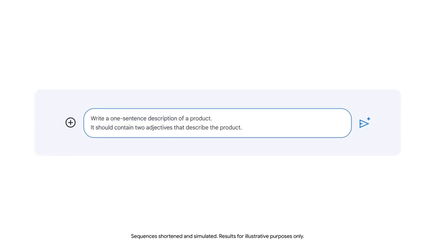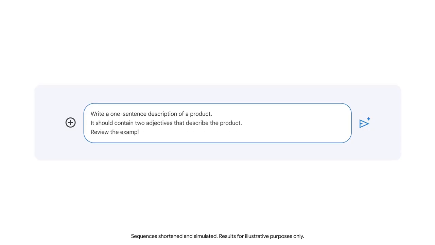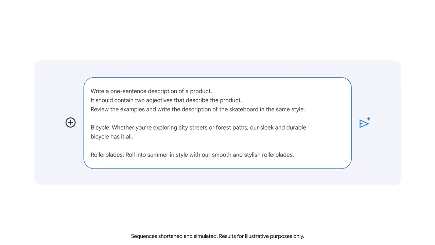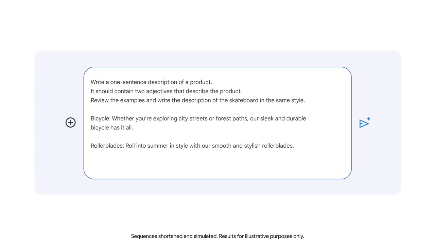We also specify that we want Gemini to review the examples we provide and write the description of the skateboard in the same style. Because this is a few-shot prompt, we need to provide examples that model the style we want. Each example contains a label indicating the product being described, a bicycle and rollerblades. And each description is one sentence long and contains two adjectives: sleek and durable for the bicycle, and smooth and stylish for the rollerblades. Next, we type the label skateboard.